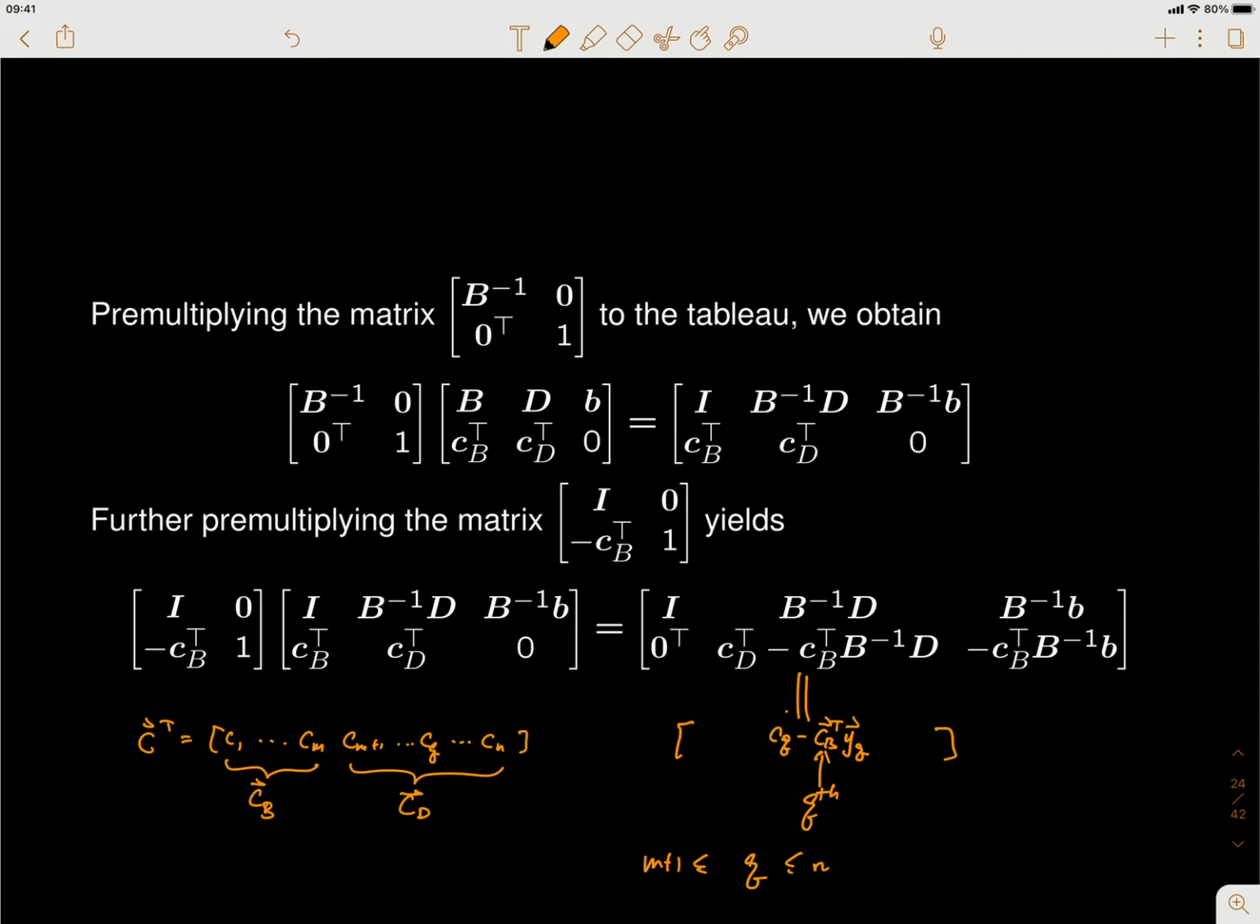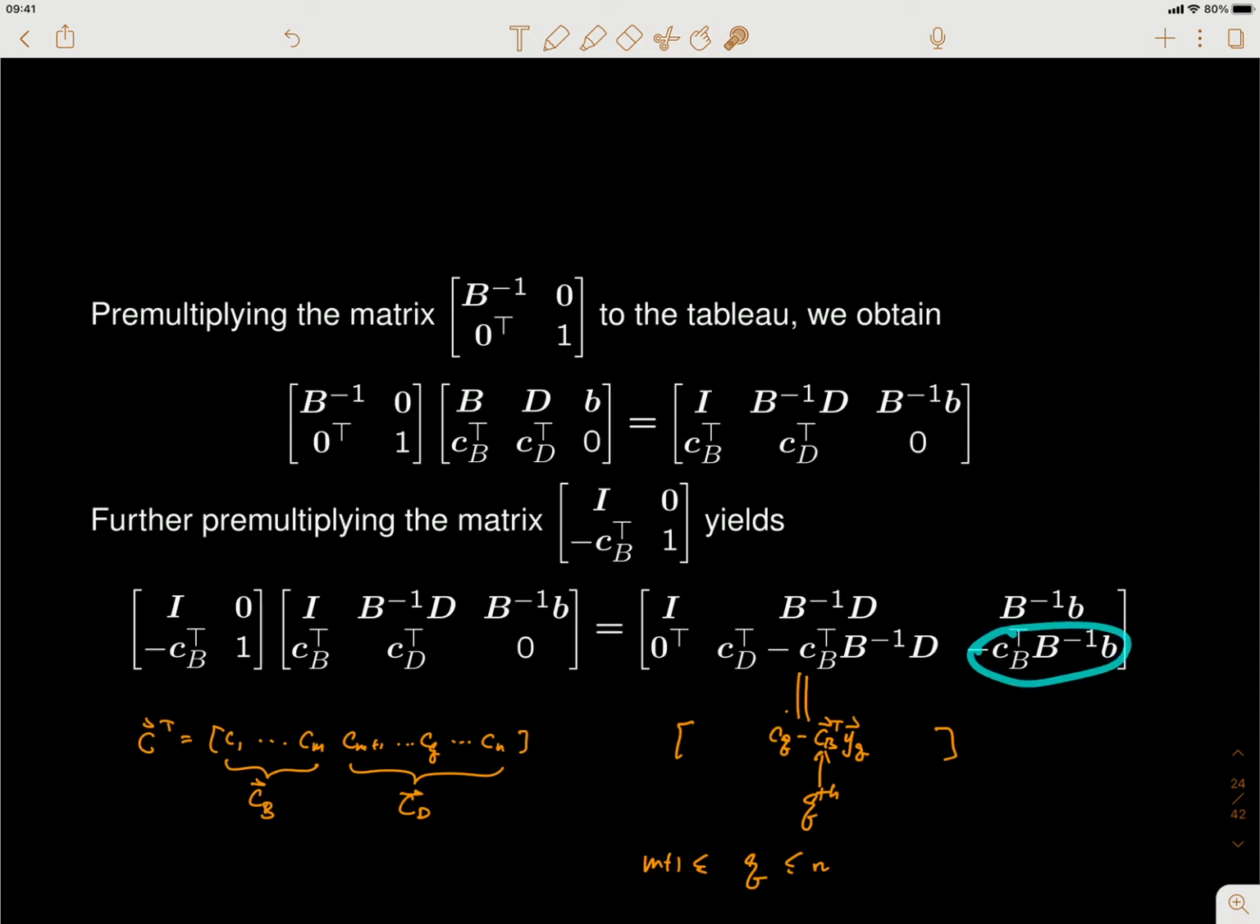Essentially this vector here is an n minus m dimensional row vector, and that is composed of the components like this. And this is the one that we're going to check the value of, right? The most negative value will be the factor that will determine the new vector AQ to enter the basic columns.